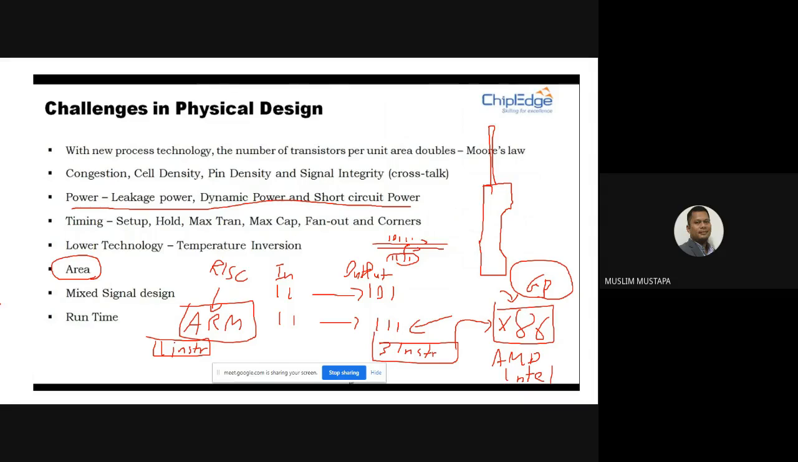And then mixed signal design. When there's mixed signal, digital and analog, this is another challenge, right? And then the runtime. So this is the whole runtime that will affect the final output, right? So these are basically the things that we have learned in physical design, right?